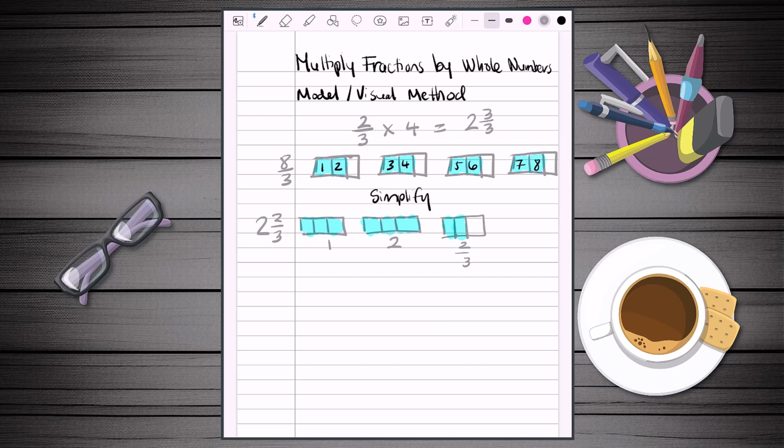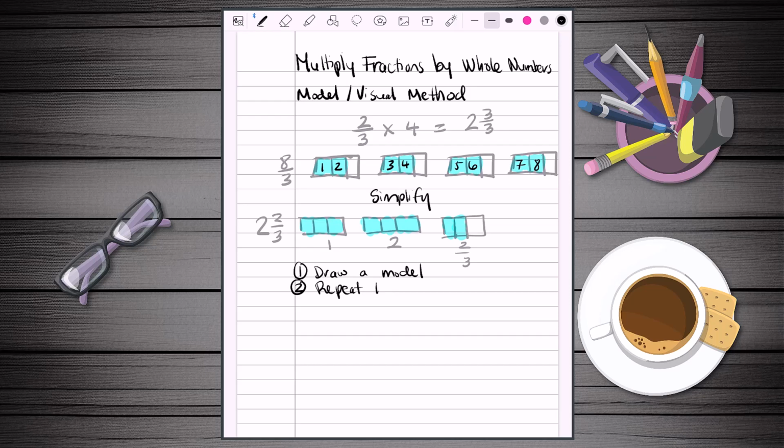So let's write down the steps. Step 1. Draw a model. Step 2. Repeat the model.